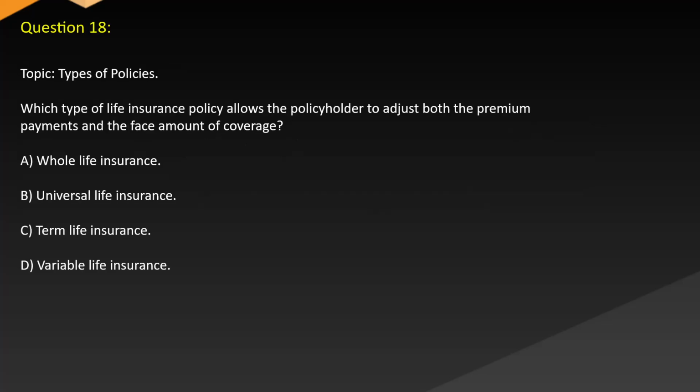Question 18. Topic: Types of policies. Which type of life insurance policy allows the policyholder to adjust both the premium payments and the face amount of coverage? A. Whole life insurance. B. Universal life insurance. C. Term life insurance. D. Variable life insurance.